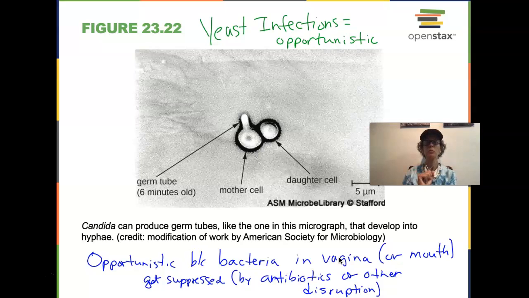So for example, someone with a bacterial urinary tract infection definitely needs antibiotics to get rid of that. But those antibiotics might eliminate too many of the bacteria also in the vagina or even in the mouth. And the normal yeast that are present there now don't have any competitors, and they overgrow.